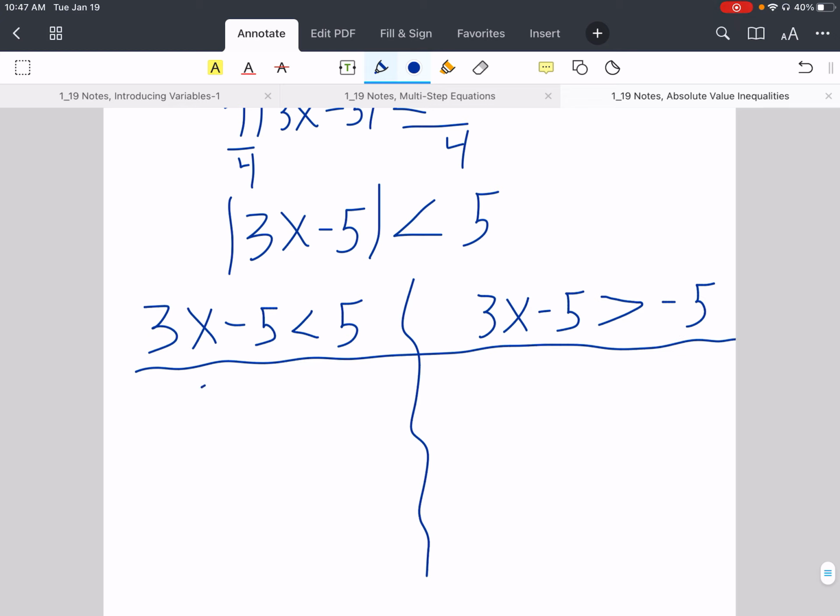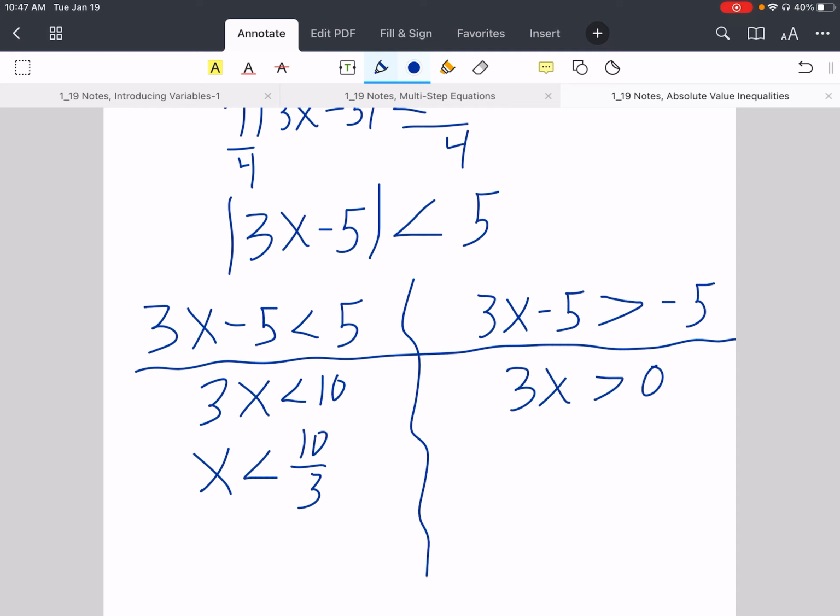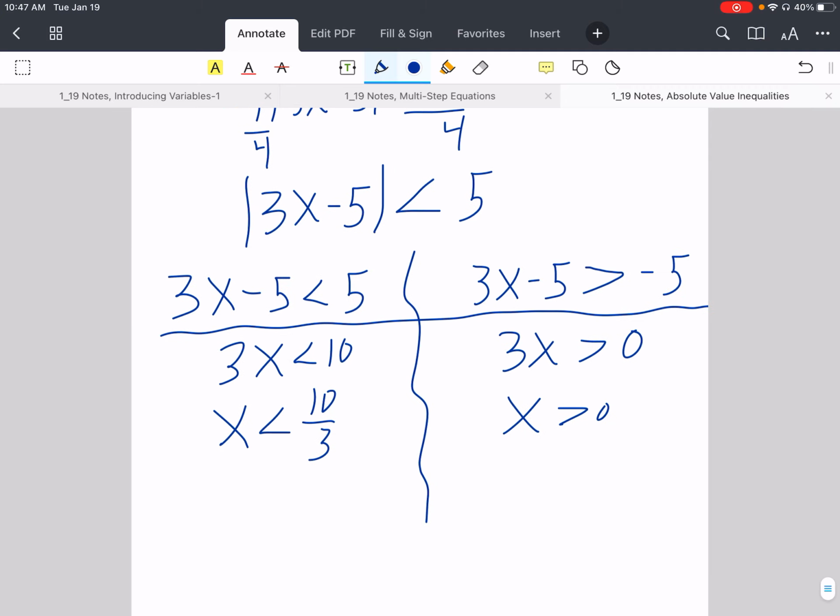If you want me to do it, we can say 3x is less than 10, so x is less than 10 thirds. And then we have 3x is greater than 0. Divide both by 3, and x is greater than 0. So x is less than 10 thirds, but it's greater than 0. So that's another and.